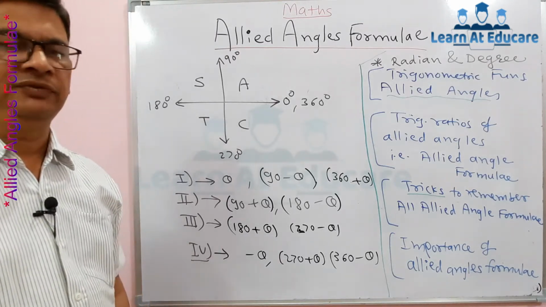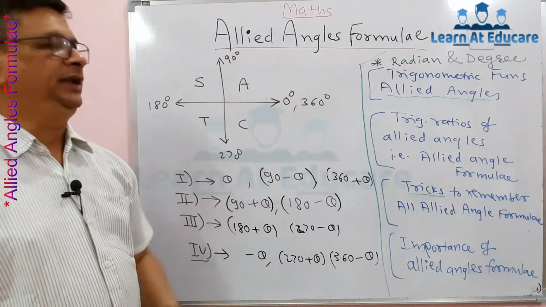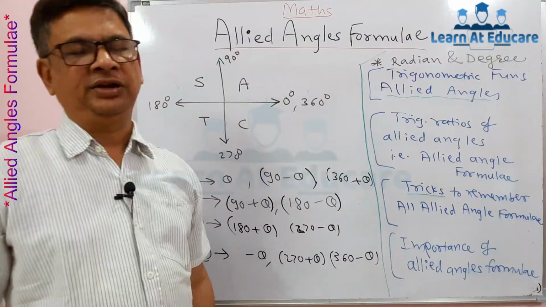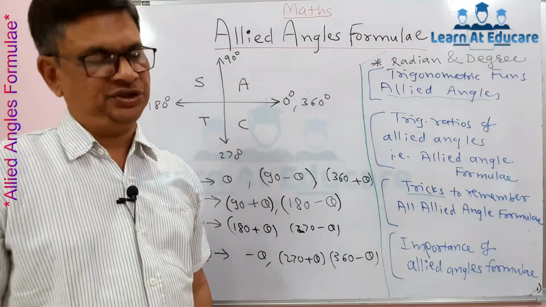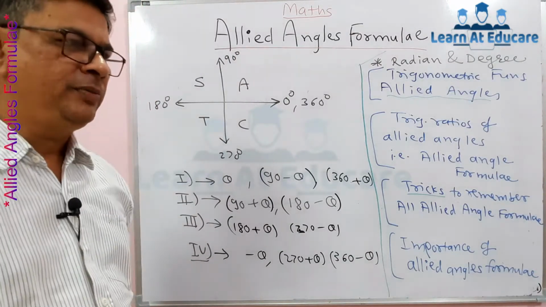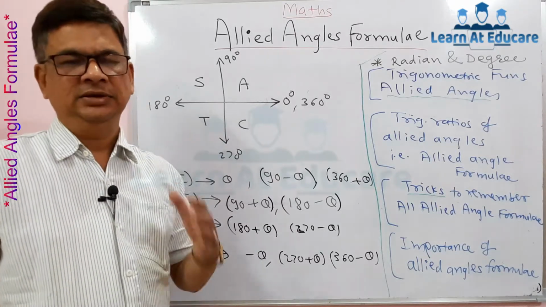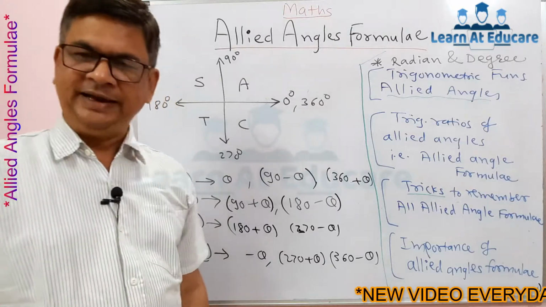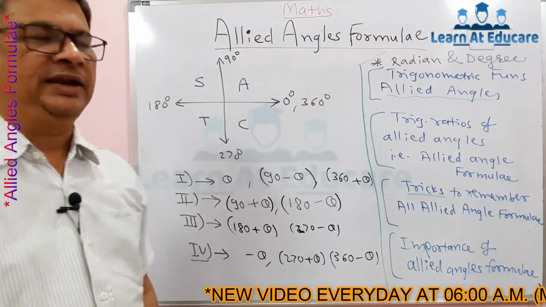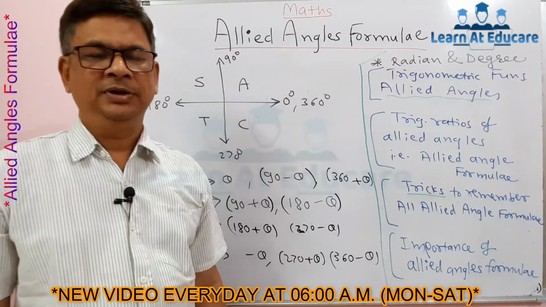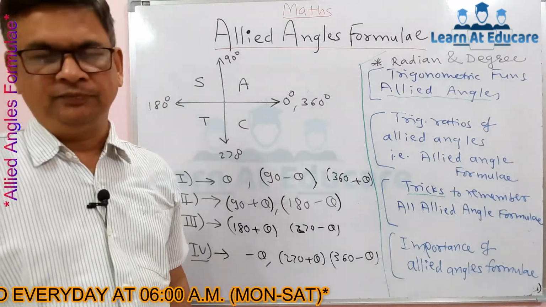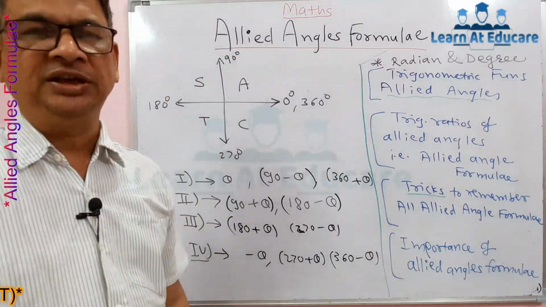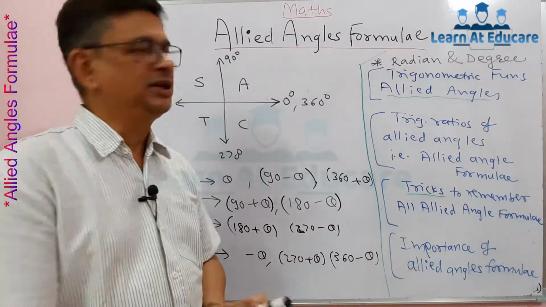Today in this session we will see allied angle formulae. These are very important formulae concerned with trigonometric ratios or trigonometric functions. Do you know every trigonometric ratio or function has a domain, a period, and a range? Sine theta and cos theta lie between minus 1 and plus 1, but tan theta and cot theta can take any real value, and sec theta and cosec theta never lie between minus 1 and plus 1.